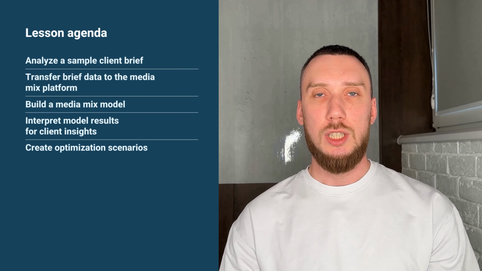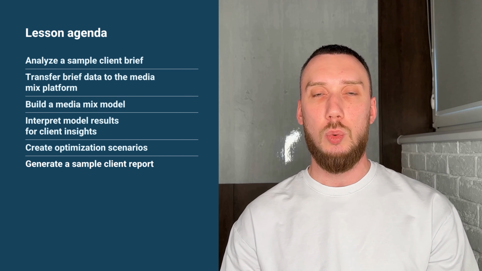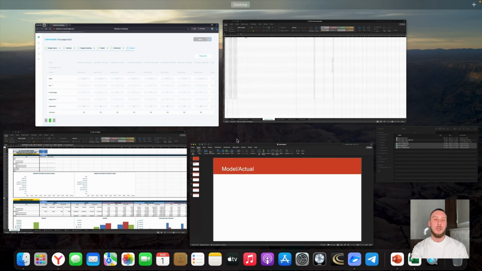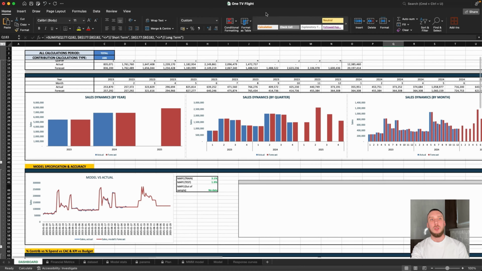We've built the optimization scenarios and addressed the client's remaining two tasks. Now we can move on to preparing the final report. Let's start with the basic information, the model and its accuracy. We'll stick with the scenario we've selected as the recommended option, based on the client's task requirements. This is the scenario with a single TV flight.